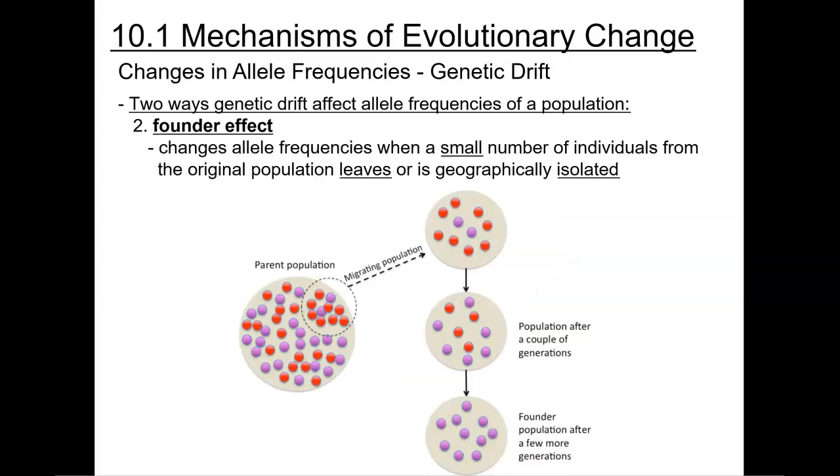The second way is called the founder effect. That's where allele frequency changes when a small number of individuals from the original population leave or are geographically isolated due to some event.